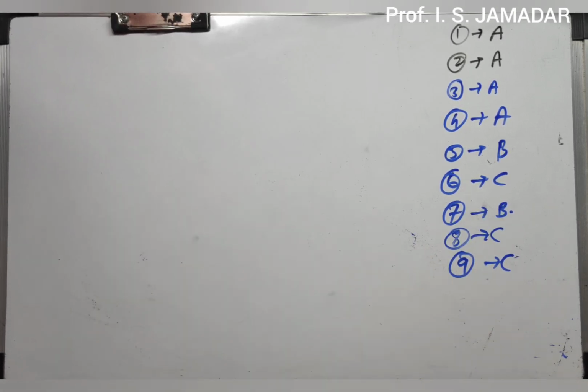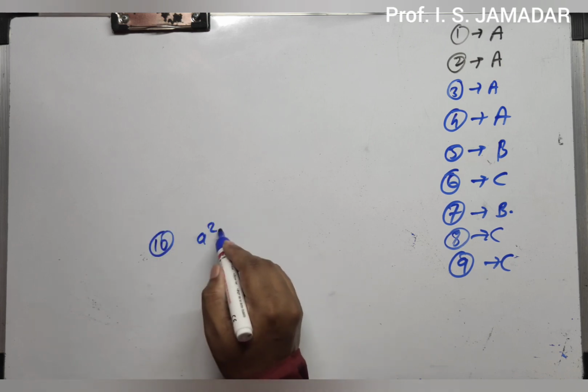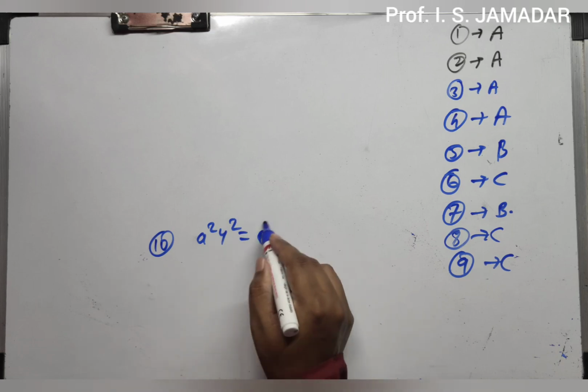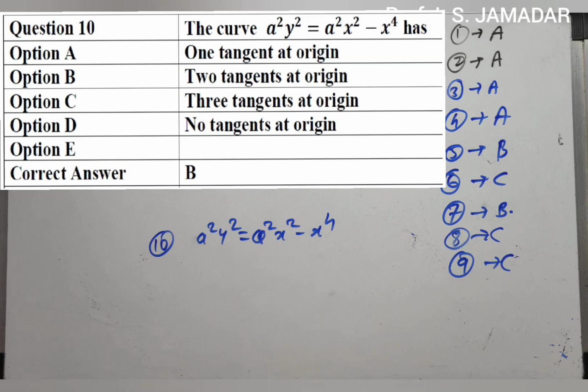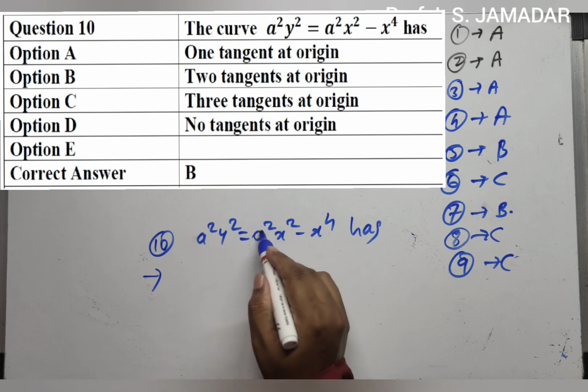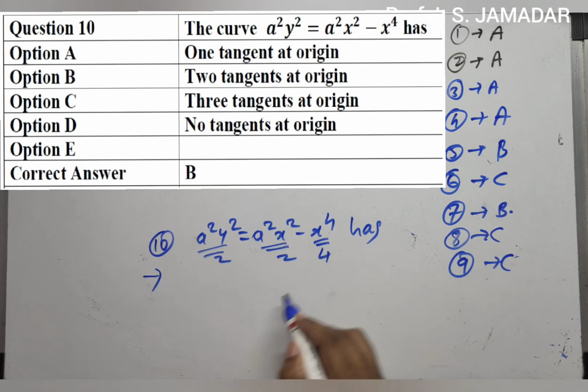Next, question number 10. The curve a square y square is equal to a square x square minus x raised to 4 has how many tangents at origin? 1, 2, 3, or no tangent? Okay, so let us first of all find out the terms of each degree. This is degree 2 term, this is degree 2, and this is degree 4.